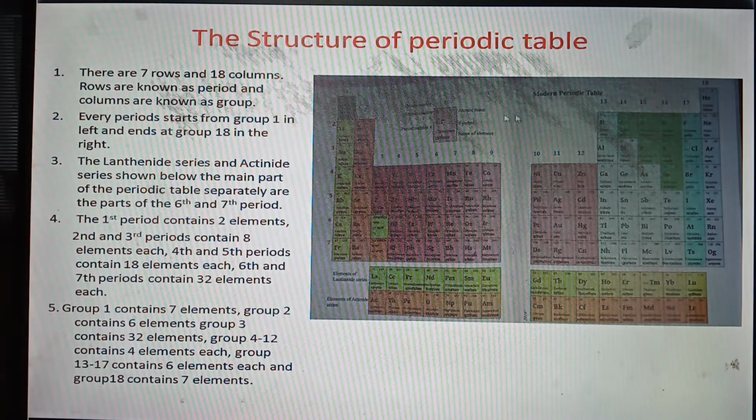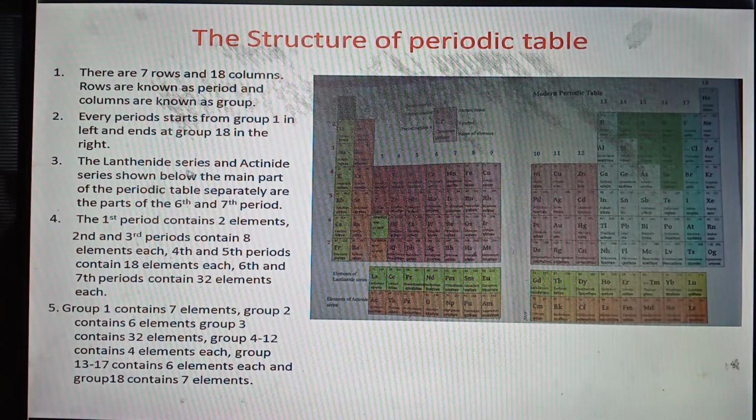That is, this is the first period, this is the second period, this is the third period, this is the fourth period and so on. This is group 1, 2, group 3, 4 and so on. It is up to group 18. Number 2, every period starts from group 1 and it ends at group 18. Look at this, every period is starting from group 1 and it is ending at group 18.